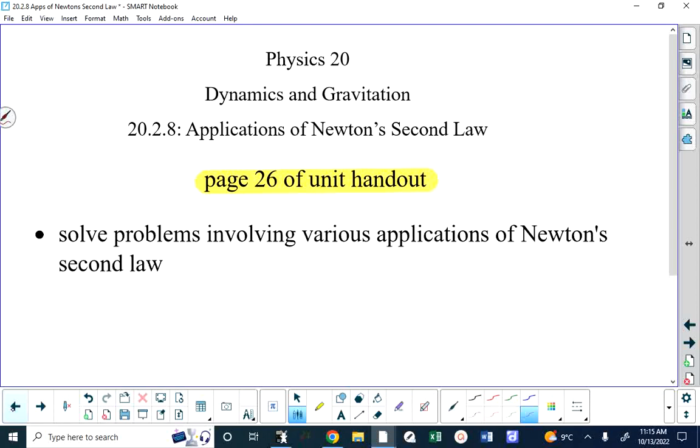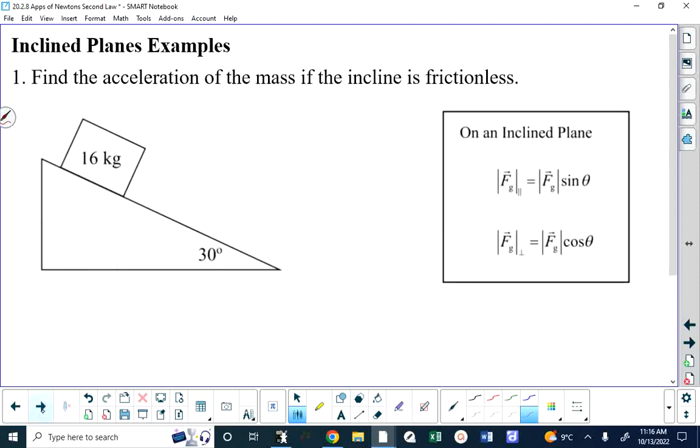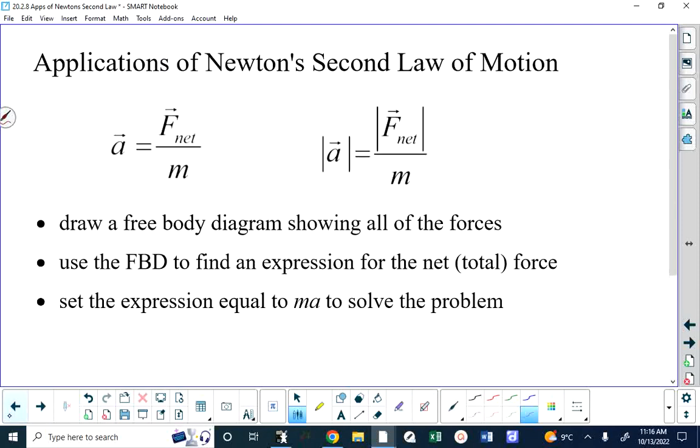So again, the objective is to solve problems involving various applications of Newton's second law. When I first learned physics, and particularly in post-secondary, you are basically told, here's Newton's second law, solve any of these problems. If you go on to post-secondary, you'll study much of the same stuff we studied here, just at a higher level. I've tried to break it down into different types of questions. So today we're looking at inclined plane examples.